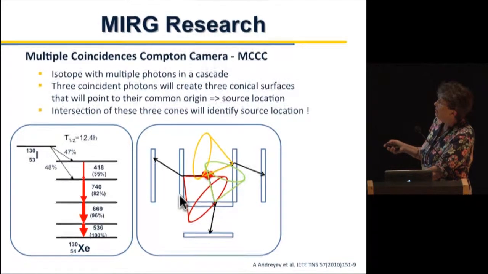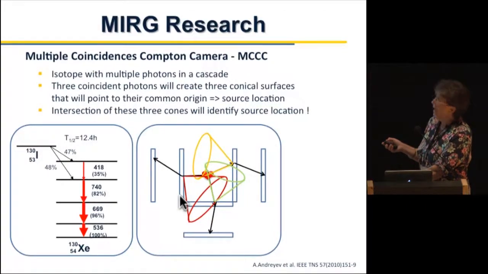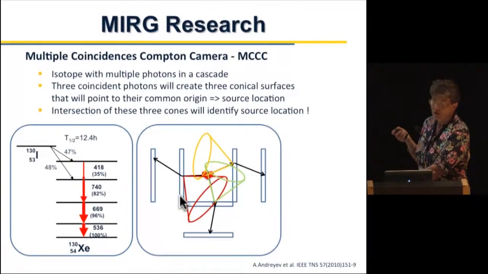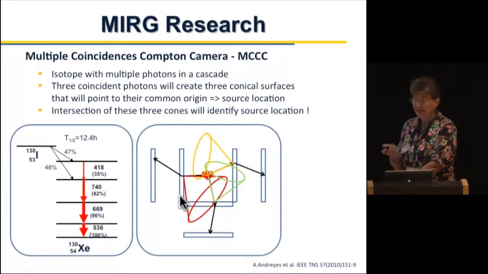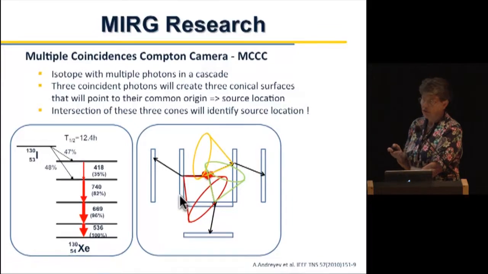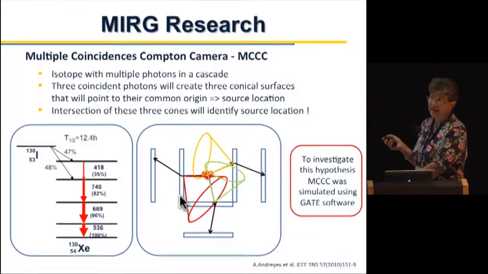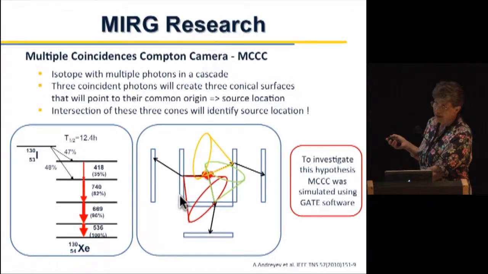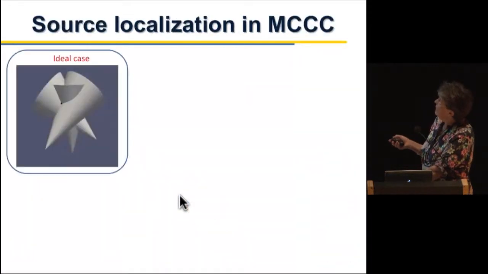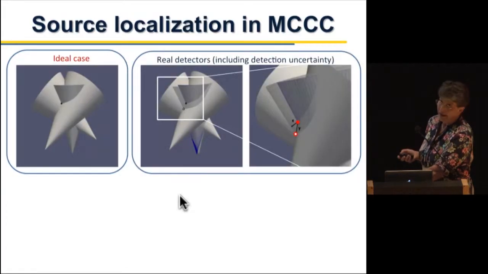And actually, if you take the three strongest lines, you will have an intersection of three cones. The point of intersection should provide quite a unique identification of the location of the source. So theoretically, it should be great. We tried to investigate this hypothesis, and we did a lot of simulations using GATE. This is the ideal case, where three cones coming from three events intersect in one spot. Unfortunately, in a real case, this doesn't happen.